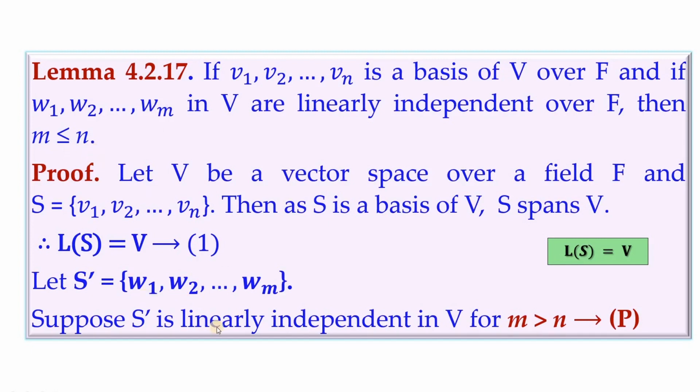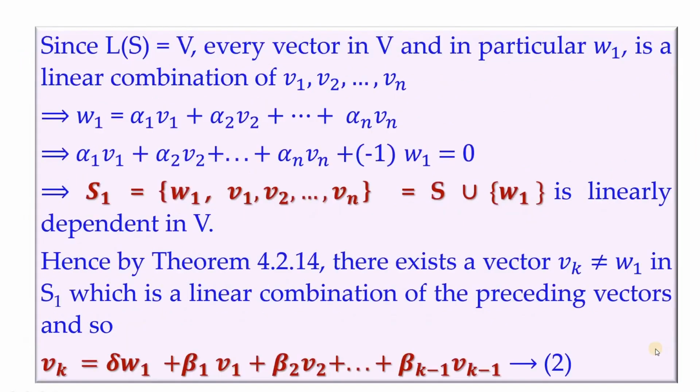So we will assume the contrary, that suppose S prime is linearly independent in V for m greater than n. We shall name this as statement P. Now S spans V, and therefore every vector in V, and in particular w1, which is also a member of V, is a linear combination of v1, v2 and so on vn. So w1 can be written as alpha 1 v1 plus and so on alpha n vn.